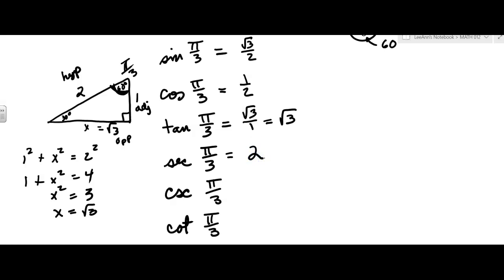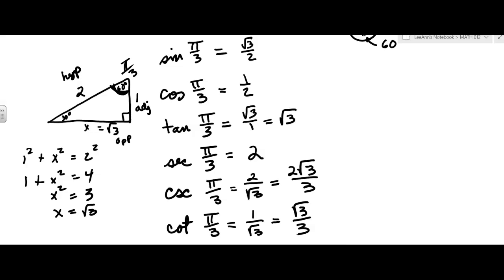Cosecant's the reciprocal of sine. That's going to be 2 over the square root of 3, but remember you have to rationalize that. So 2 times the square root of 3 over 3. And then cotangent is going to be the reciprocal of tangent, which is 1 over the square root of 3, but again we have to rationalize that. Square root of 3 over 3.